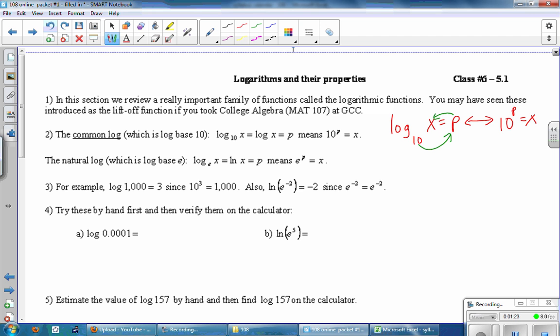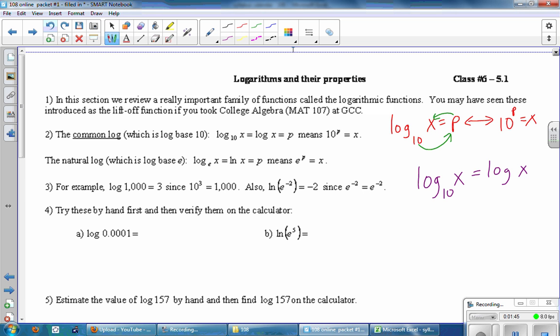We call it the common log because it is common, and we're kind of lazy. So instead of writing log base 10 of x every time we want a common log, we're just going to leave that 10 off. So if you see a log with no base there, it is assumed that it's going to be base 10.